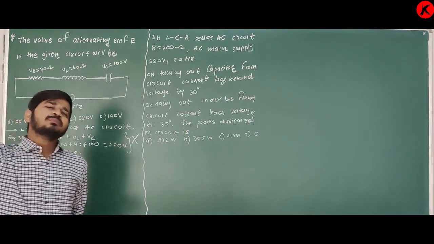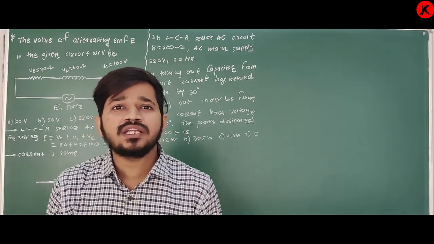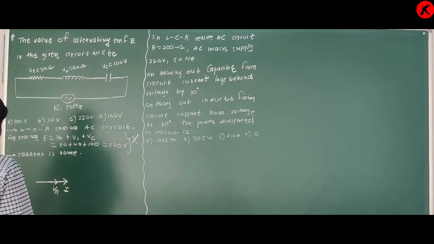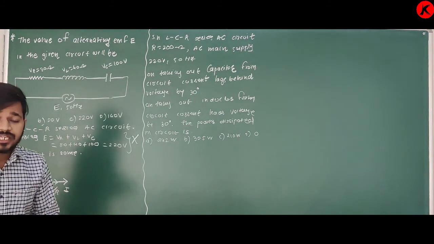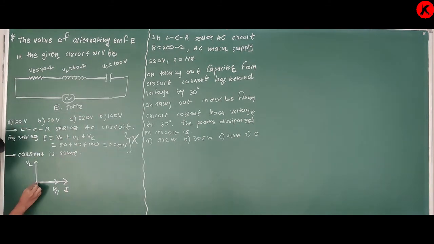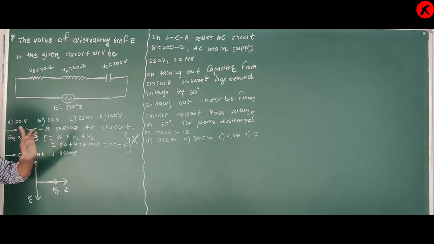For an inductor, remember one statement: current lags behind voltage by phase pi by 2. So VL will be here. And in case of a capacitor, current leads voltage by phase pi by 2, so VC will be here. So for an LCR series AC connection, VR, VL and VC are not in the same direction, so you cannot directly add them.